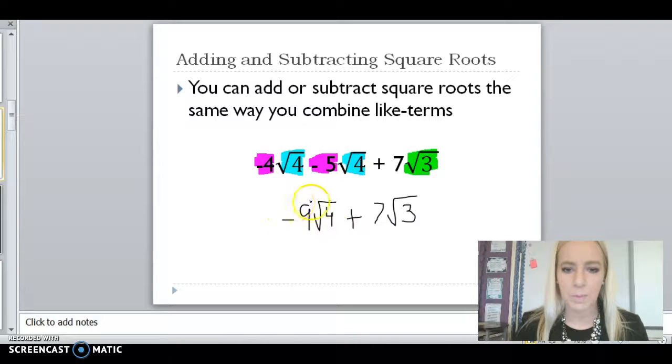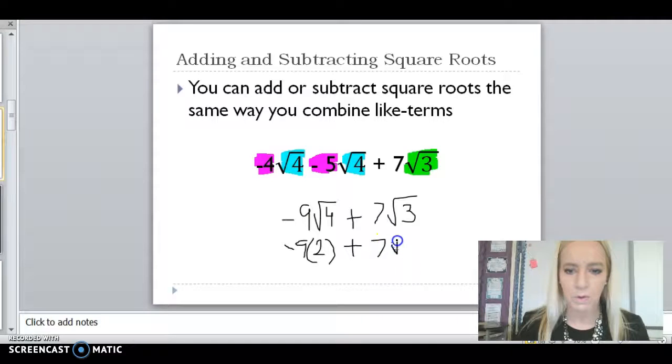Now I can take this problem one step further. The square root of 4 is a perfect square, meaning two whole numbers go into square root of 4. So square root of 4 is 2, so I'm going to simplify this as negative 9 times square root of 4. Square root of 4 is 2, plus 7 square root of 3. Negative 9 times 2 is negative 18 plus 7 square root of 3.